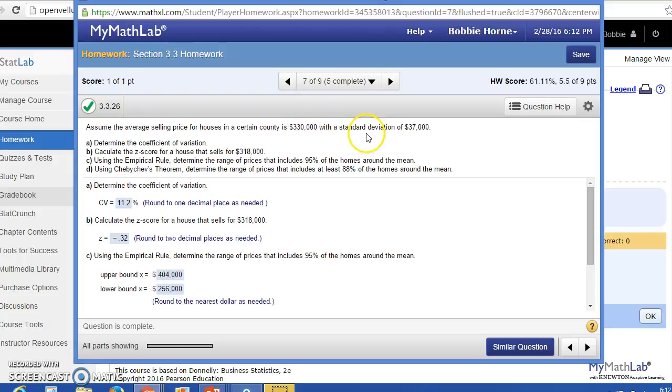So if you took 330,000 and added 2 standard deviations above it, your upper bound would be 404,000, 74,000 plus your mean. To get your lower bound, you subtract your 2 standard deviations. So 2 standard deviations below would be 74,000 below your mean, which would be 256,000.